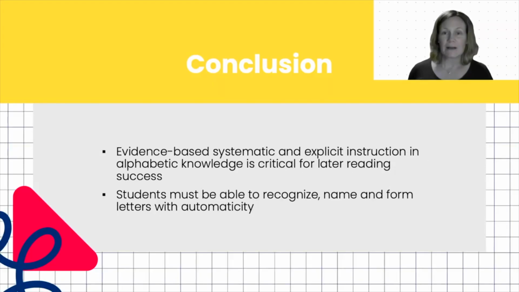To sum up, alphabetic knowledge is a critical early literacy skill. Evidence-based systematic and explicit instruction in alphabetic knowledge supports stronger reading, spelling, and writing outcomes for all students. Instruction of alphabetic knowledge should be informed by research that tells us how it should best be taught in the classroom. We want all students to be able to recognize, name, and form upper and lowercase letters in and out of order with ease and automaticity.